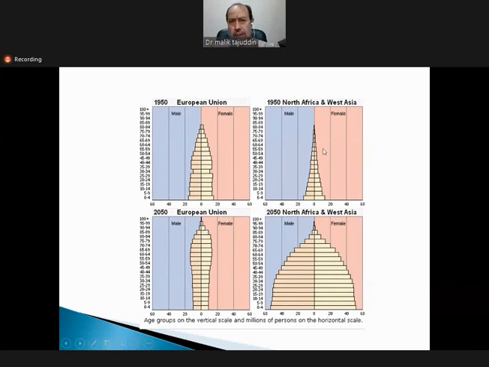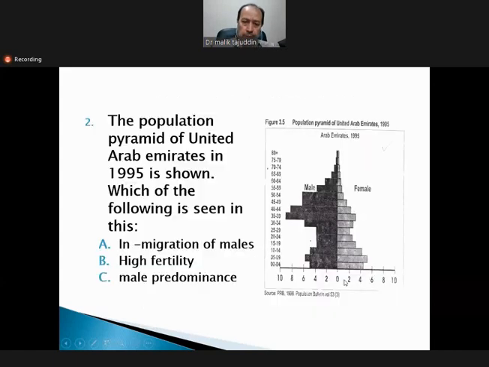But what will happen to North Africa and West Asia, which include our countries like Pakistan? Broad-based, conical at the end, with less life expectancy. The death rate started to decline, but the birth rate did not. So there will be more people in each group, and it will become dome-shaped in 2050. This will lead to war, scarcity, and terrorism, with less food, education, and resources available to everyone if they do not decrease their birth rate.